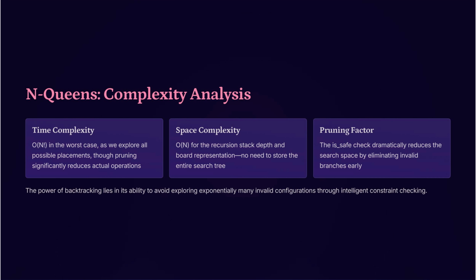The n-queens problem has a time complexity of O(n!) in the worst case, but pruning reduces operations significantly. Space complexity is O(n) due to the recursion stack and board representation. The isSafe check effectively prunes the search space, showcasing backtracking's power in avoiding invalid configurations through constraint checking.